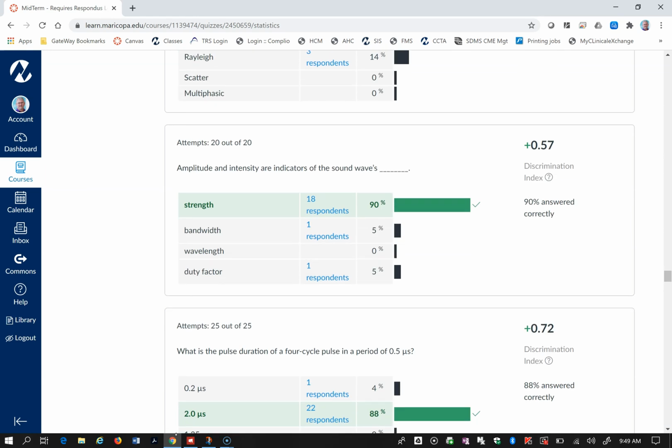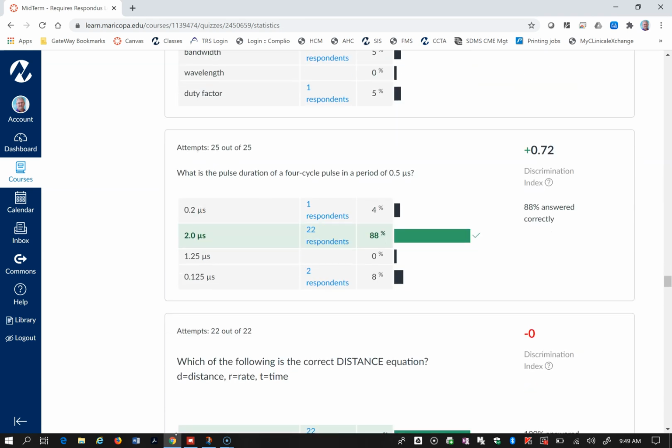Amplitude and intensity are indicators of the sound's what? These are all indicators of the sound's strength, the power. What is the pulse duration of a 4-cycle pulse with a period of 0.5 microseconds? So we simply multiply 0.5 times 4. That gives us our pulse duration of 2 microseconds.